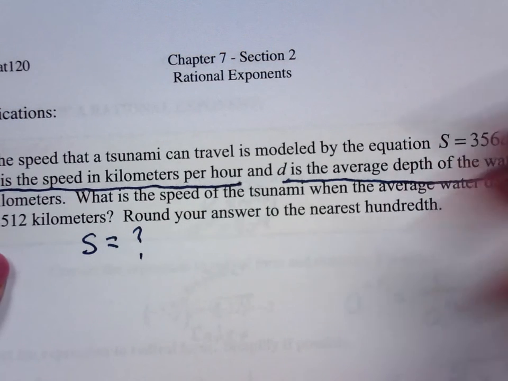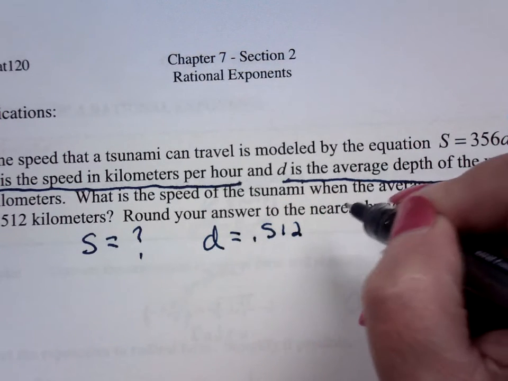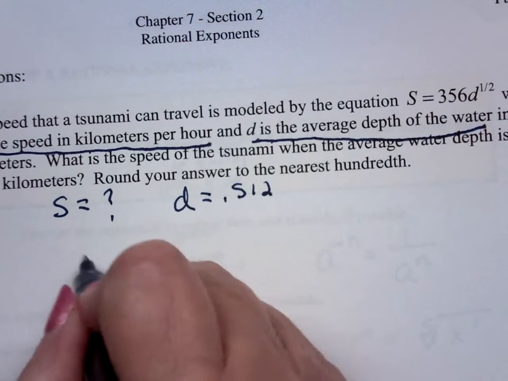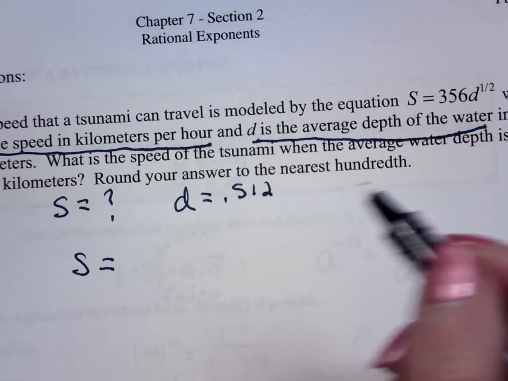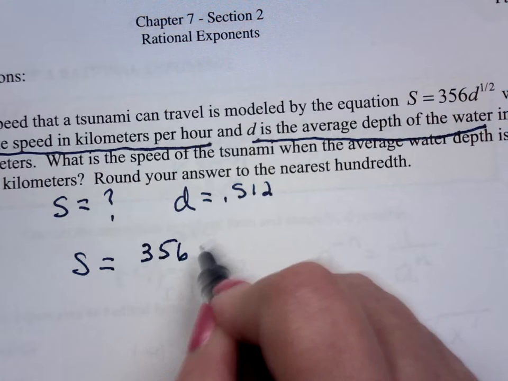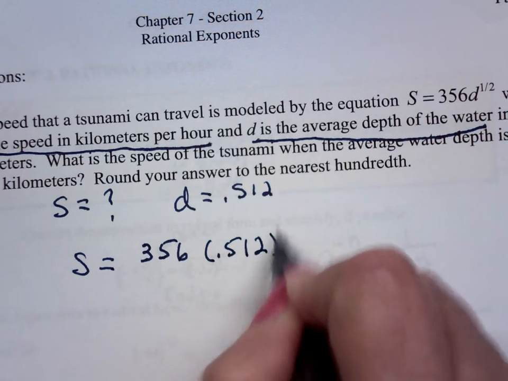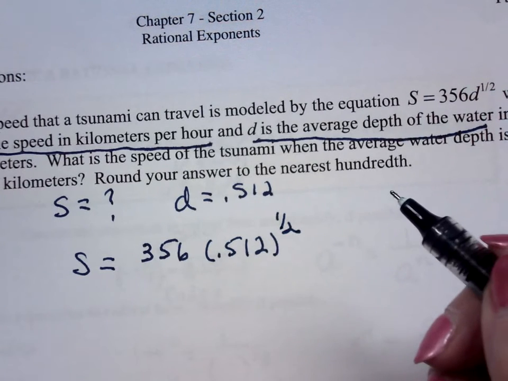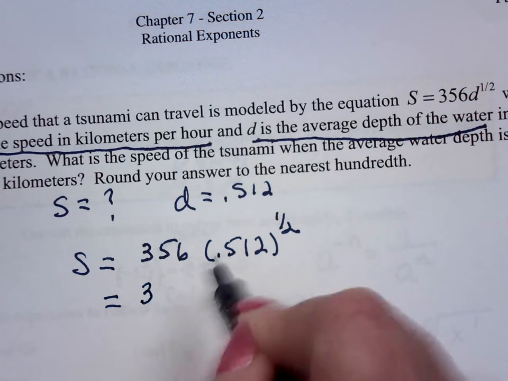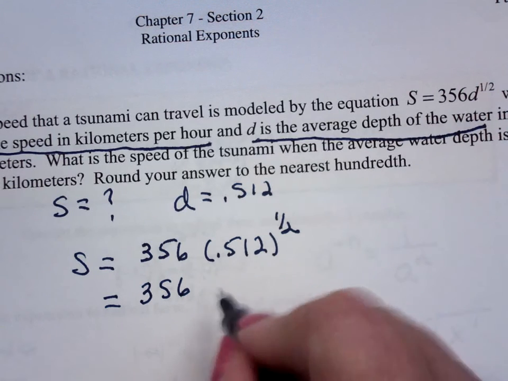when the depth is 0.512 kilometers. So it's just a plug and chug. S is 356 times 0.512 to the 1/2. 0.512 to the 1/2 is the same as asking to do what? What does 1/2 mean? Square root.